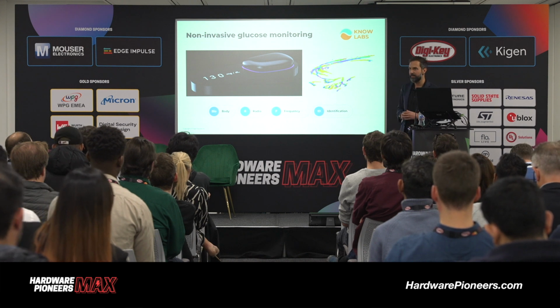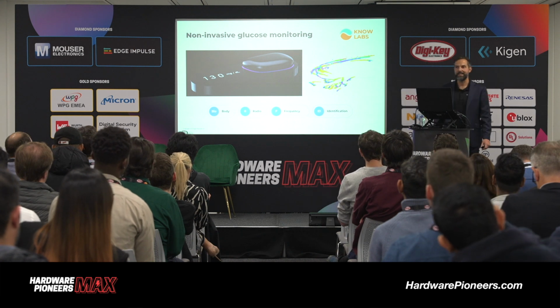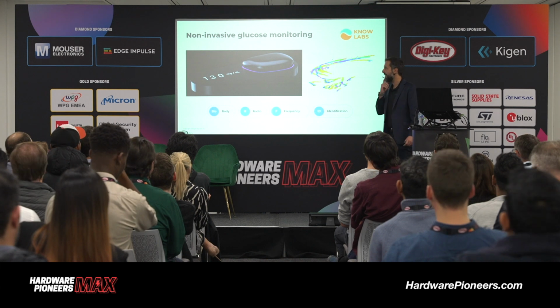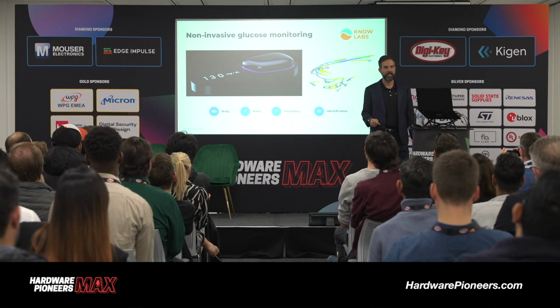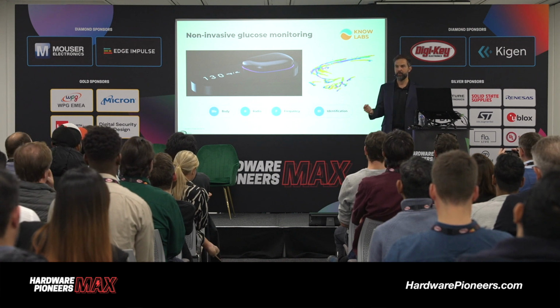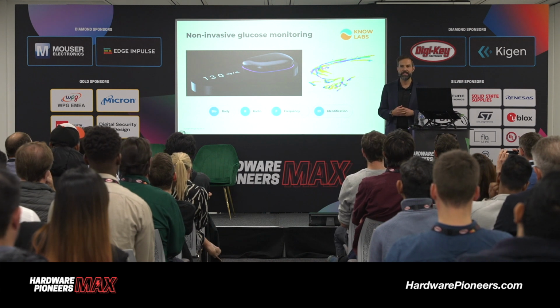Another very interesting one is KnowLabs. They've developed a non-invasive glucose monitoring system. What's interesting about this is that not only does it allow you to detect glucose in a body, it also does it on a handheld device, right? So we go back to the different types of business problems, to the different types of constraints that you might have.